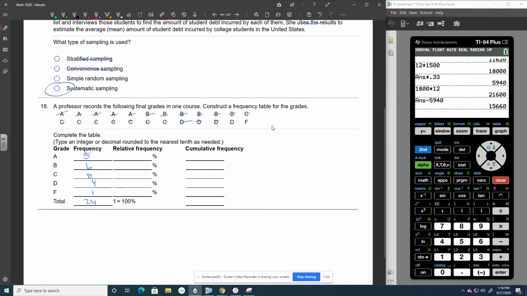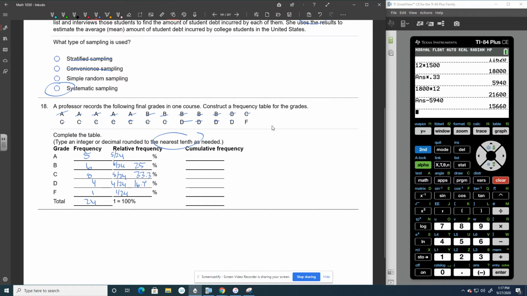The relative frequency means, compared to all of the people, what is my percentage? So this would be 5 divided by 24. This would be 6 divided by 24, which is 25%. This is 8 divided by 24, which is 33.3%. It tells you to round to the nearest tenth. 4 divided by 24 is going to be 16.6. Oh, we're rounding, so 16.7%, I think. And 1 out of 24. These two you can put in the calculator. I'm not going to take the time to do that in the video.